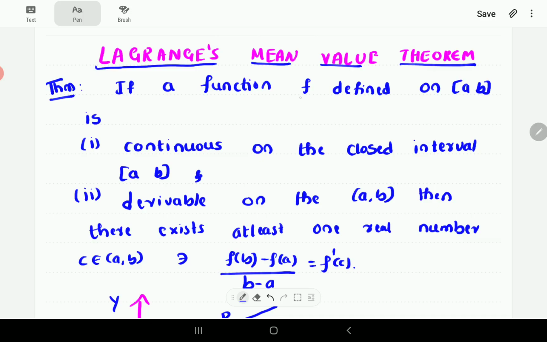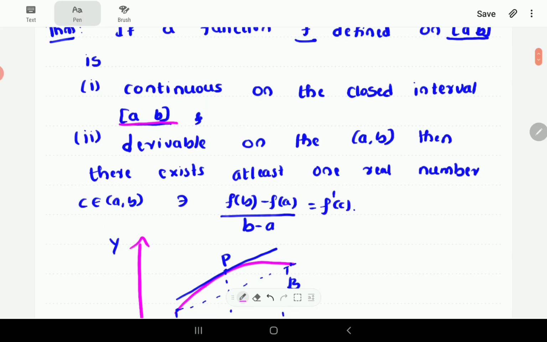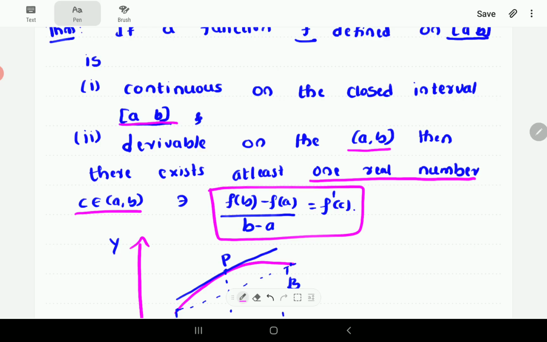If a function f is defined on the closed interval [a, b], then the first condition is that it is continuous on the closed interval [a, b], as we have seen in the last Rolle's theorem. Here also it should be continuous on the closed interval [a, b]. It should be derivable on the open interval (a, b). Then there exists one real number c in the open interval (a, b) such that this condition is satisfied.